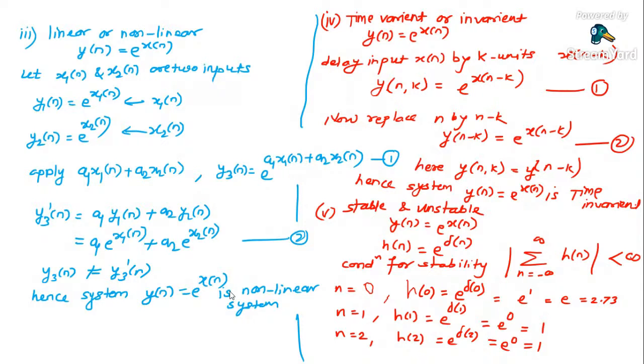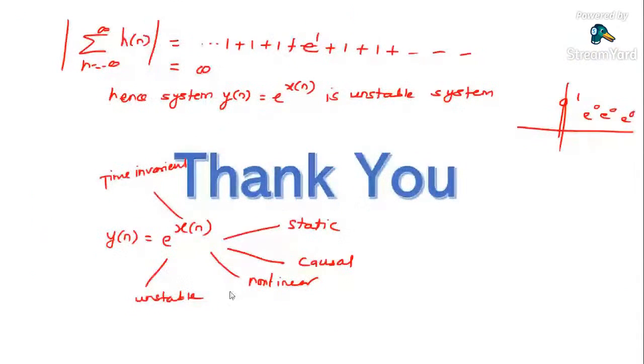And in case of the stability condition, replace x of n by delta of n because we are finding the impulse response. Then put 0, 1, 2, 3 according to calculation and calculate this summation, starting from n is equal to minus infinity, of h of n. If it is infinity, then that is an unstable system. If it is less than infinity, that is called a stable system.